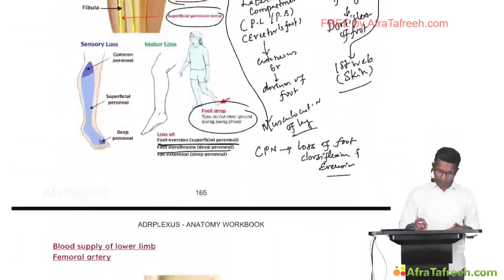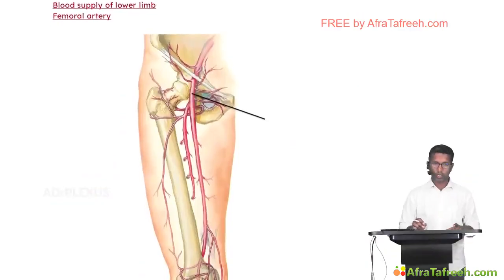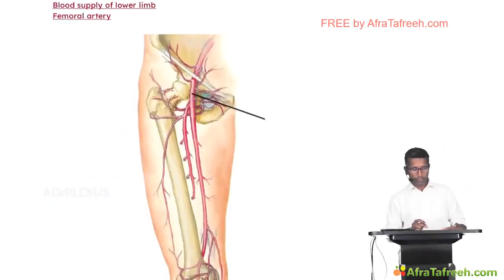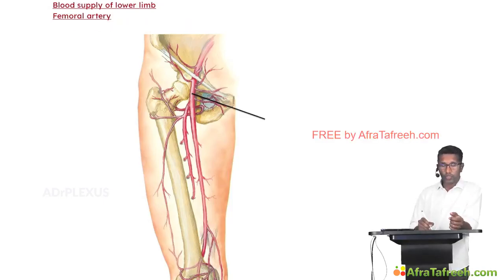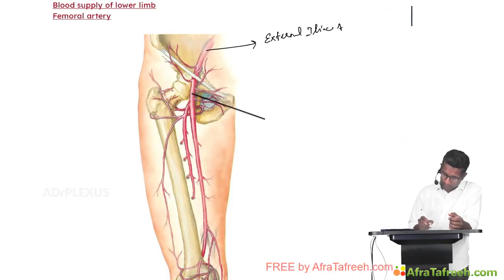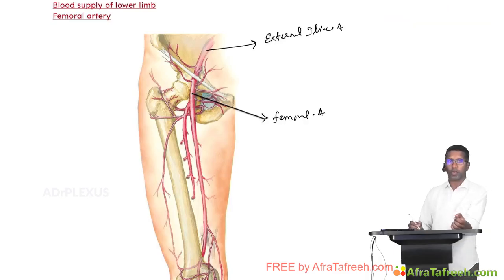Now we are going to the blood supply of the lower limb. We'll see what the important vessels are and what their role is. As you all know, the artery which comes to the thigh is a continuation of the external iliac artery. This artery is called the external iliac artery, and it continues as the femoral artery.